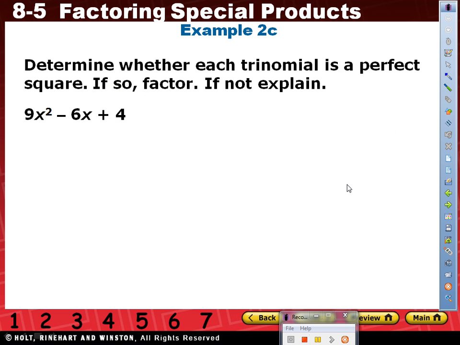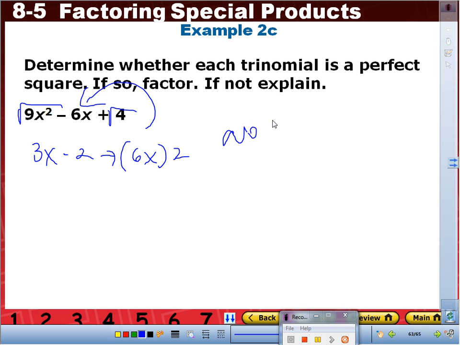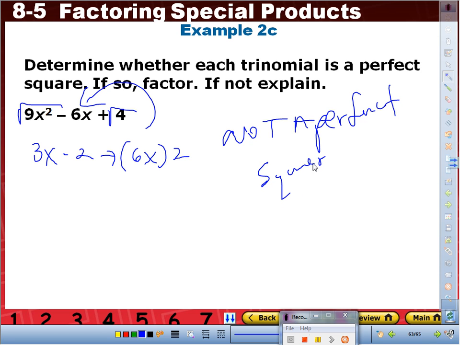Okay, copy this next one. Example 2C. 9x squared minus 6x plus 4. This one is not a perfect square. Let's see. 3x. 2 times 3, that's 6x. Double that. Does that give us this? No. Not a perfect square.